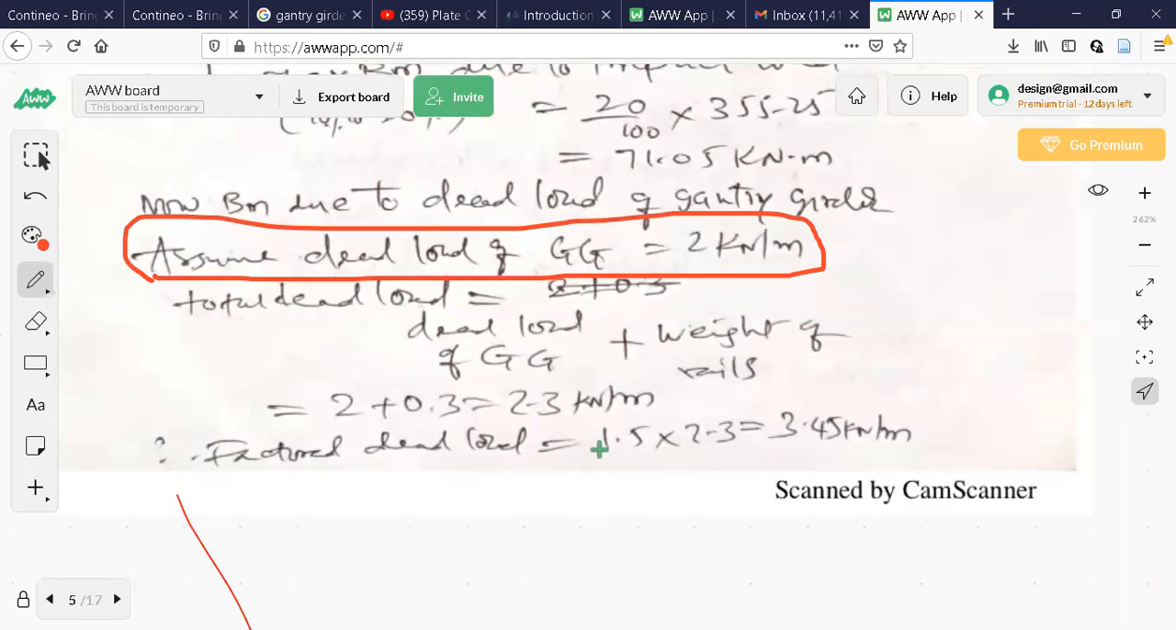Fine, sir. Because after designing everything, if you try to find out the dead load, it will be very close to 2 kN only. It is by experience only. This load is by experience.